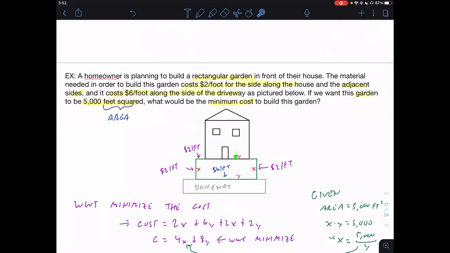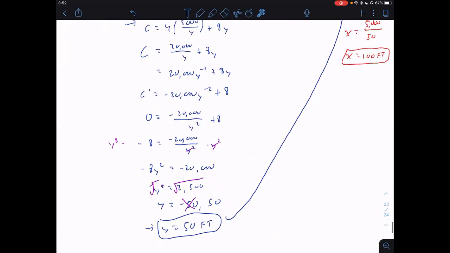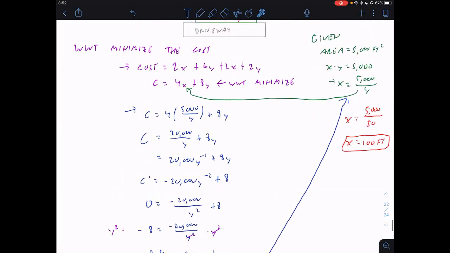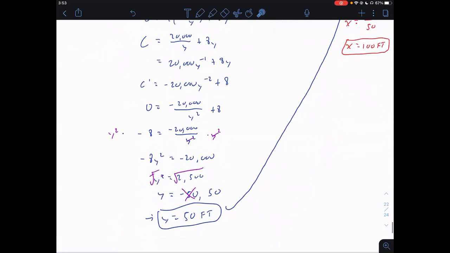So now that we know the dimensions of the garden, how can we figure out what our minimum cost has to be? By plugging in these two values into our cost function. Plug in the length of x and the length of y to figure out what our cost is going to be at these two dimensions.